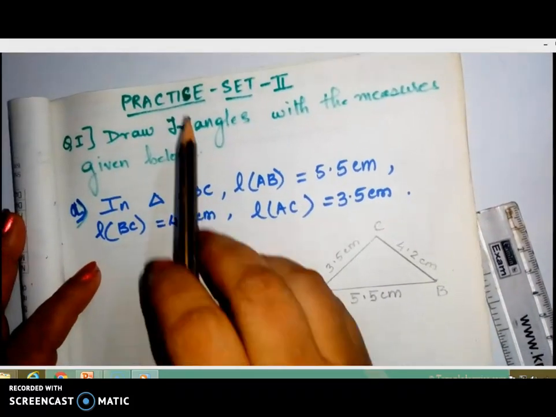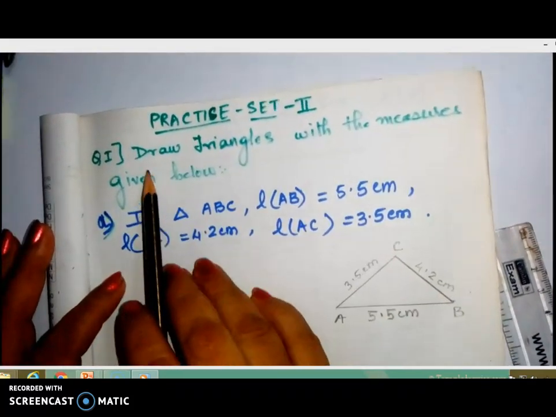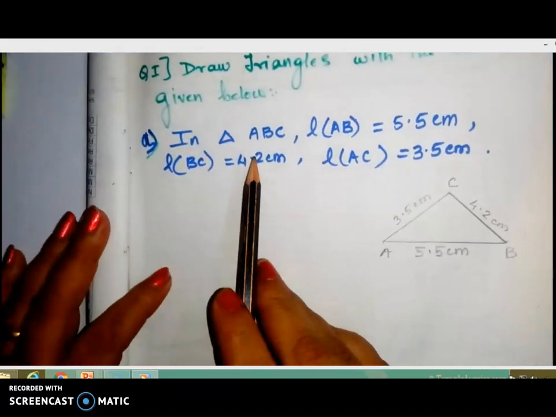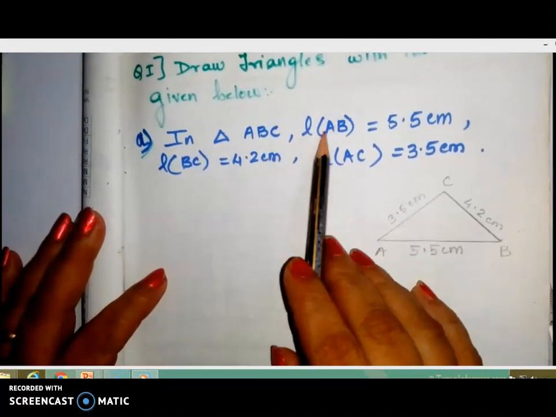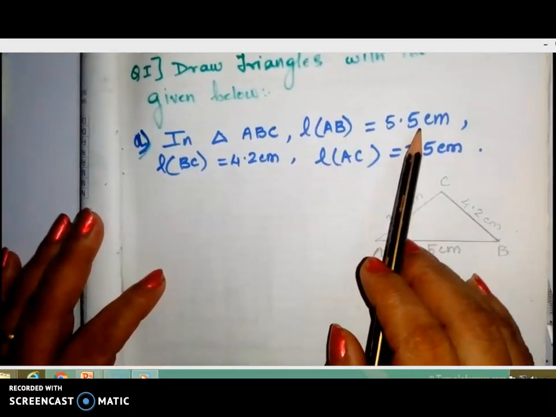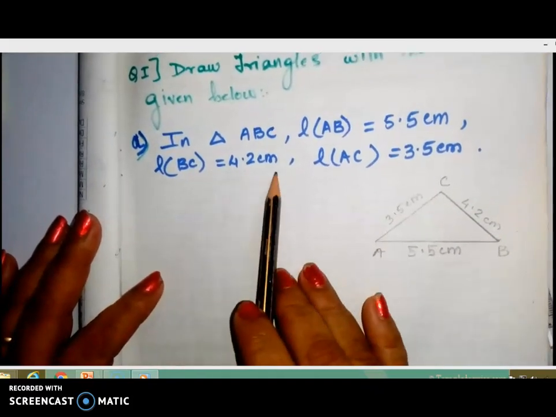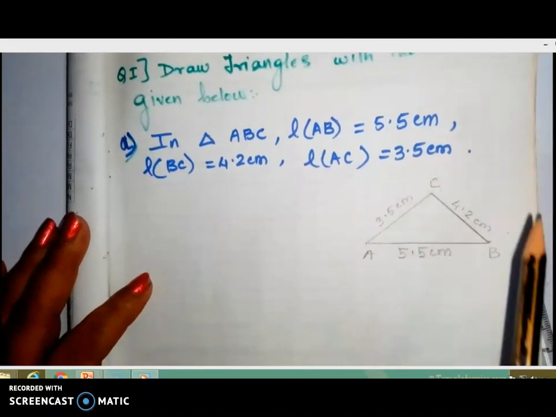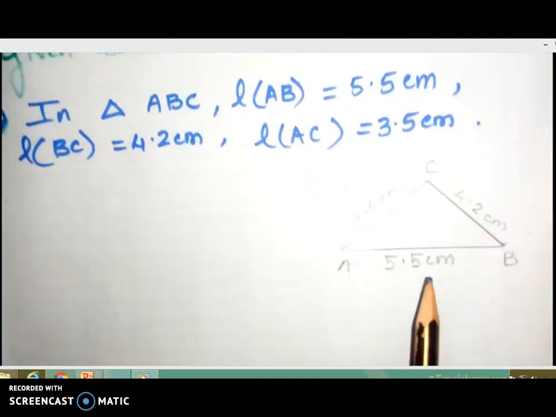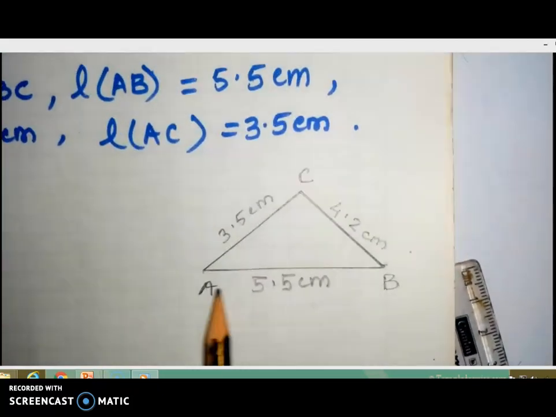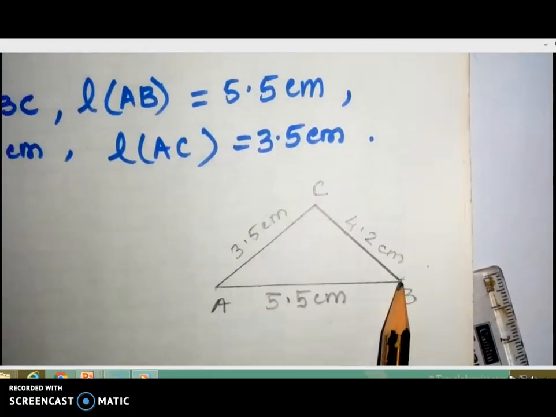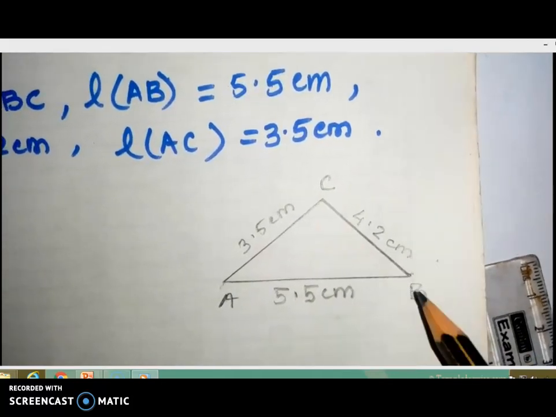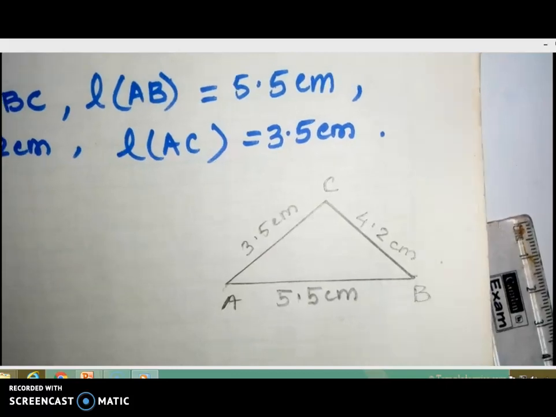Students, now we will move on to practice set 2. Draw triangles with the measures given below. Let's take a look at the first sum. In triangle ABC, length of AB is 5.5 cm, length of BC 4.2 cm, and length of AC is 3.5 cm. Here is the rough figure. In the rough figure, you can see AB is the longest side. We have taken it as the base, 5.5 cm, AC 3.5 cm, and BC 4.2 cm.